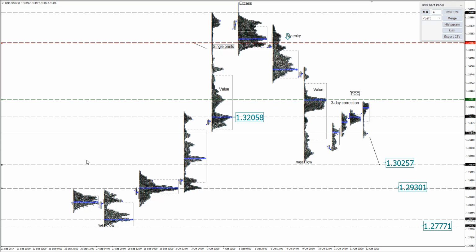You cannot see the value, you cannot see the point of control, you cannot define what is a strong high or low or a weak high or low. As long as you cannot understand what is the value high, value low, you cannot understand the anomalies in the distributions, you cannot understand many things in the market profile.